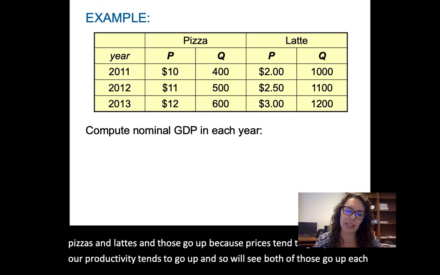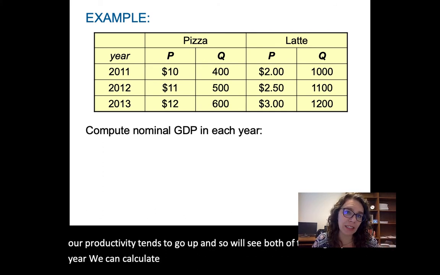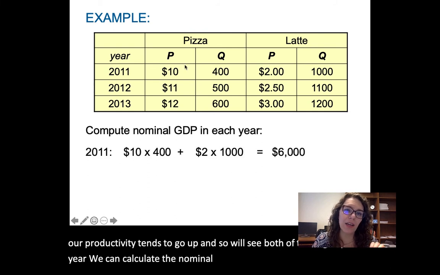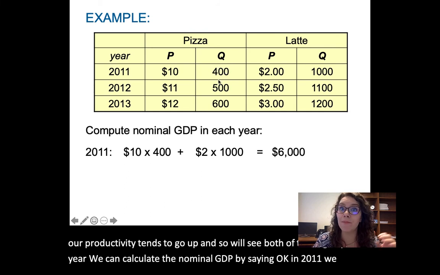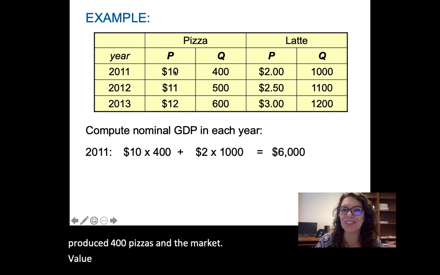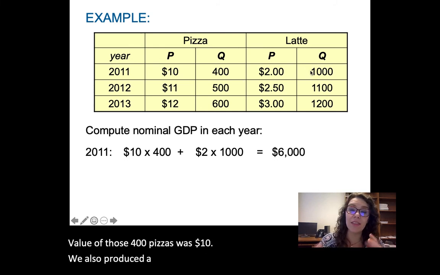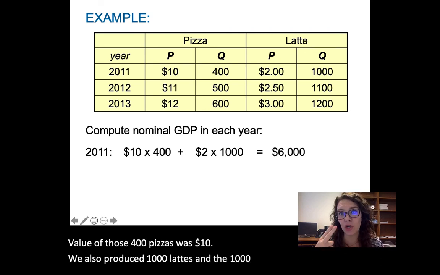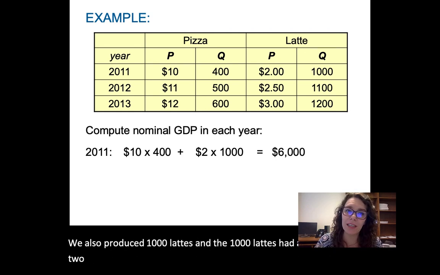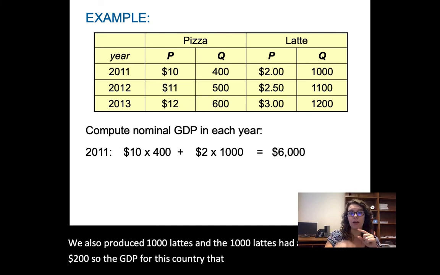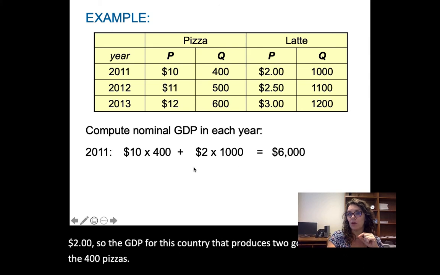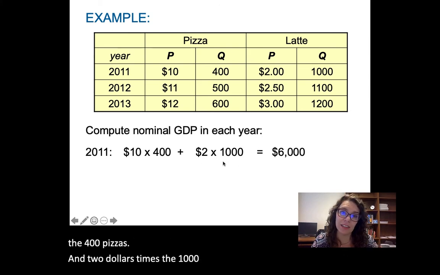We can calculate the nominal GDP by saying, okay, in 2011, we produced 400 pizzas, and the market value of those pizzas was $10 each. We also produced 1,000 lattes, and the lattes had a market value of $2 each. So the GDP for this country that produces two goods is $10 times the 400 pizzas and $2 times the 1,000 lattes. That gives us nominal GDP of $6,000.